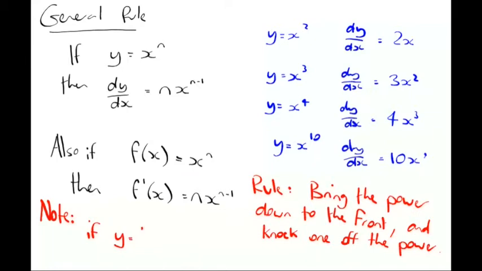Note, if you don't just have an x, if you have k x to the n, then dy by dx equals n times k x to the n minus 1. So that constant in front just stays the constant in front. You just multiply it by the power. We'll look at some examples here.